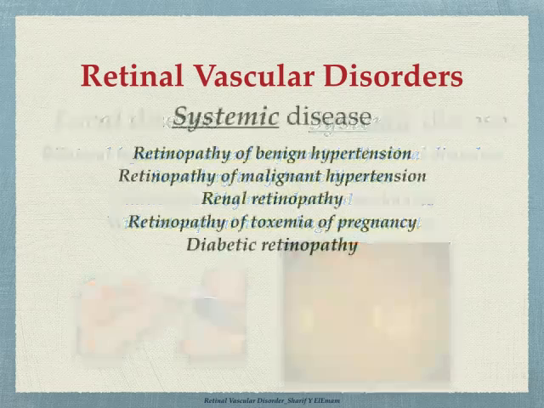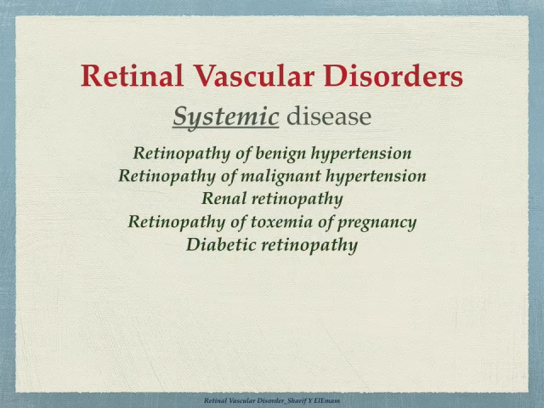within the retina itself. Some of those systemic diseases include retinopathy of benign hypertension, which is present in a lot of patients, retinopathy of malignant hypertension, renal retinopathy, which is related to renal diseases, retinopathy of toxemia of pregnancy, which is related to the increased blood pressure that happens at the late or third trimester in pregnancy, and of course the main systemic disease that affects the retina is diabetic retinopathy.